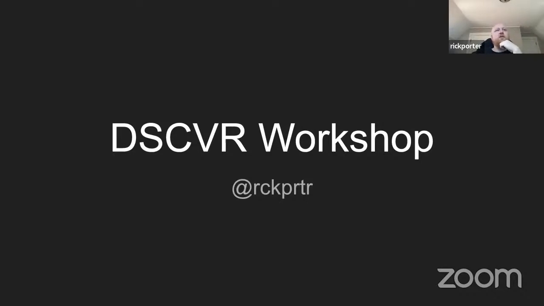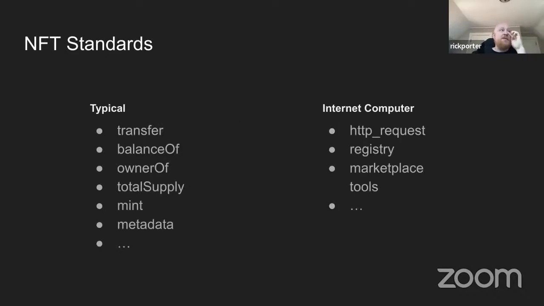What's important is, when I think about NFTs, I really think about how are we displaying them? How are we rendering them? What is the user actually doing with them? Because on Discover, we want to render them first. We want to display them. So when I think about NFT standards, typically you always have transfer, balance of, owner of, total supply, mint, metadata. There are all these other typical endpoints, or service calls, that you might get from an NFT. And this is true for pretty much any protocol that has an implementation of an NFT.